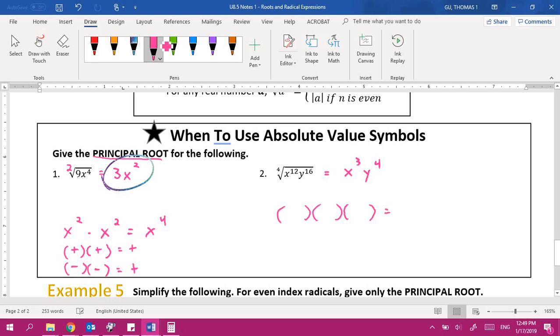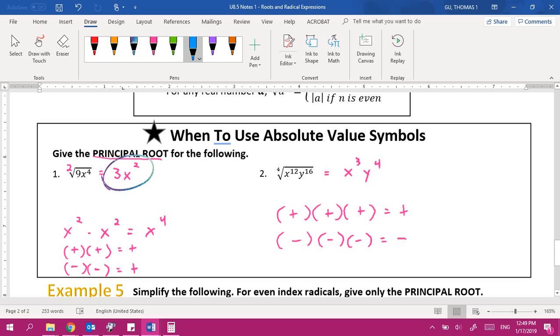Look at the x cubed. If I choose a positive number for x in this case, what does it come out to be? Positive. But if I choose a negative number for x, what does it come out to be? Negative. But that doesn't work because our question is asking for principal roots, right? That means our answer needs to be positive. So what can I add in my answer to make sure that it's always positive? Read the title right here. It's a hint.